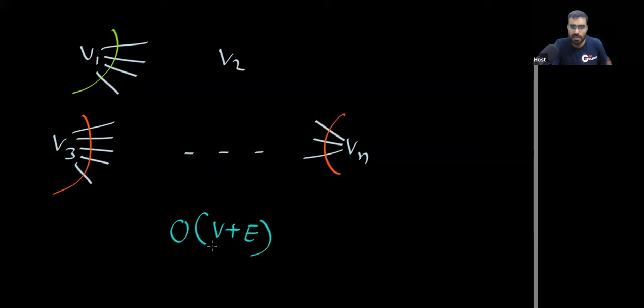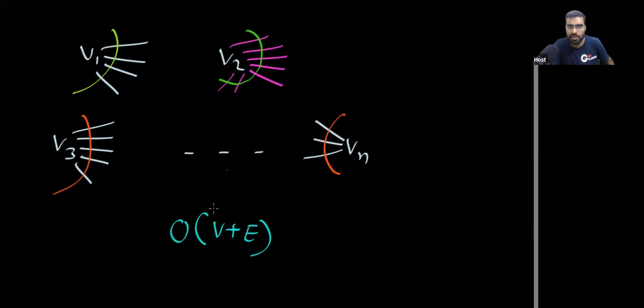For every vertex. So this is for vertices. And for one vertex, how much time will you take? For one vertex, this is the time you will take. So total, for this vertex V3, this is the time you will take. For this vertex V1, this is the time you will take. For this vertex V2, let's assume this is your V2, this is the time you will take.